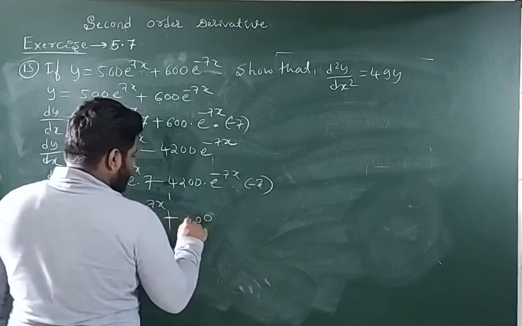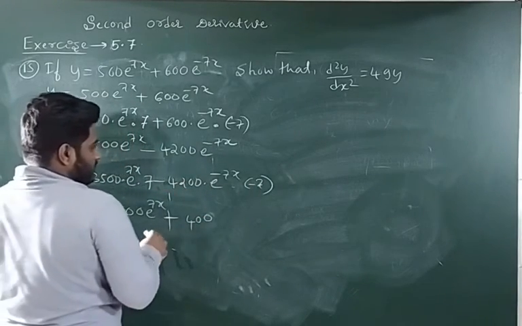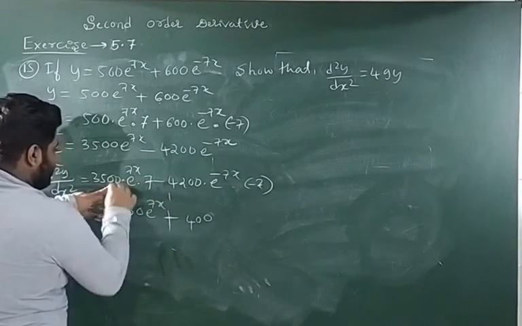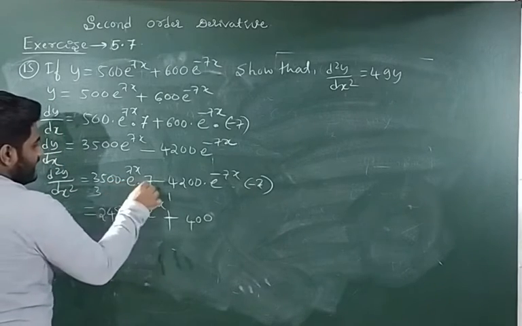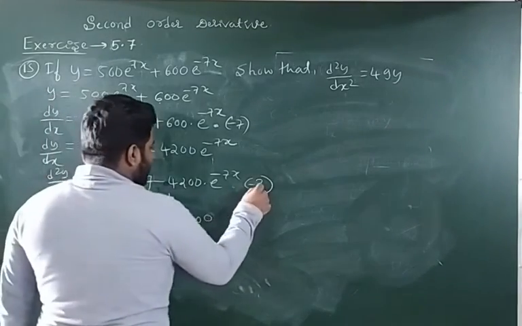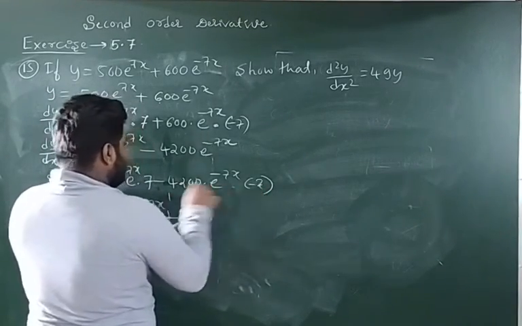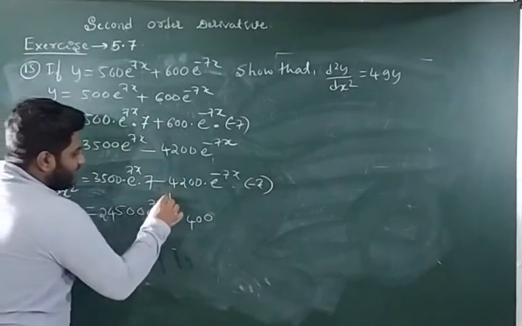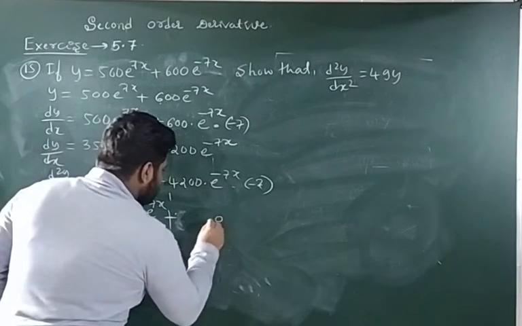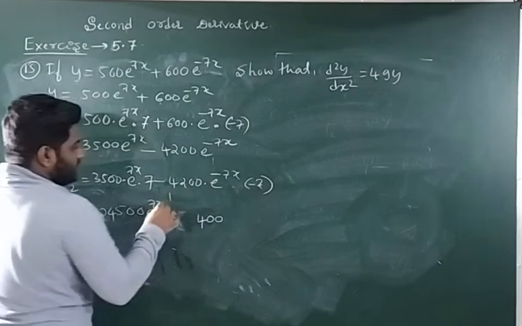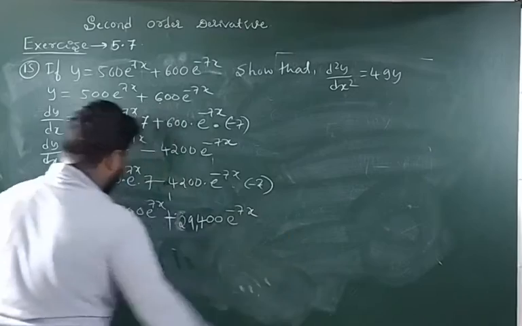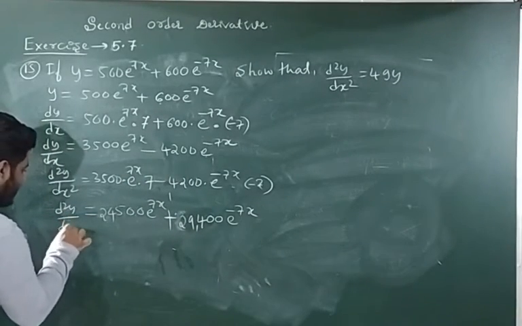Carefully see here: 7 5s are 35, 7 3s are 21, plus 3 is 24. 7 2s are 14, 7 4s are 28, 28 plus 1 we are getting 29. So 29,400 e raised to minus 7x we are getting. So this is d square y by dx square.